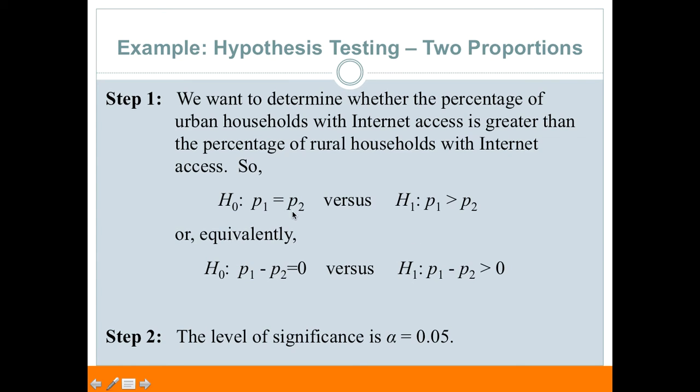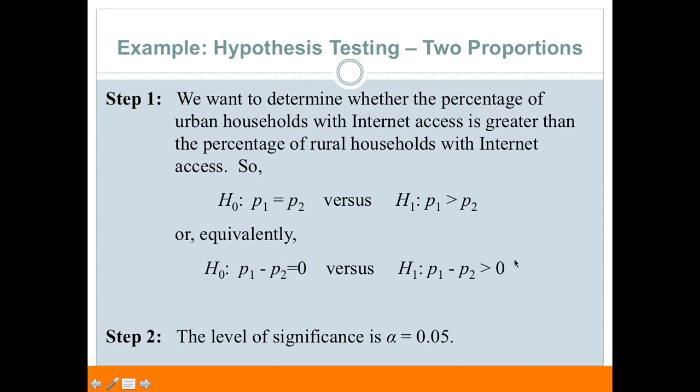So our null hypothesis is always going to be that the 2 proportions are equal. So p1 equals p2. Now in this case, the researcher thought that the percentage of urban households with internet access was greater than the percentage of rural households. So the alternative hypothesis is going to be that p1 is greater than p2. Now, one important thing to note is here's our null, here's our alternative. There is another way to write this as well. If you subtract p2 from both sides, you would get p1 minus p2 equals 0 as your null hypothesis, and you would get p1 minus p2 is greater than 0 for your alternative.